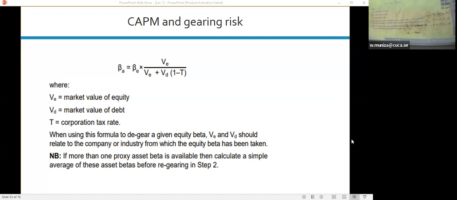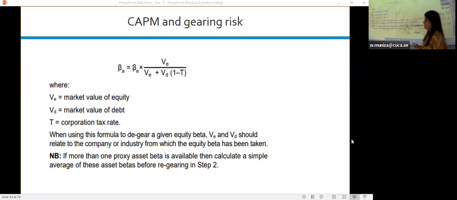Now, what do we have to do? We have to re-gear it. In order to re-gear, the formula is going to remain the same. What changes are we going to make? We are only going to use the market values of the company in which you are investing now. You have taken the beta from the market, and you are using the market value of the equity and debt of the company in which you are investing.